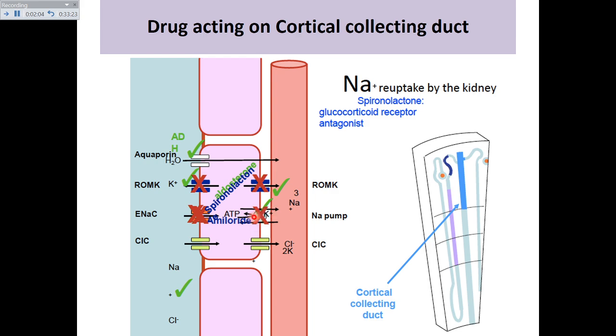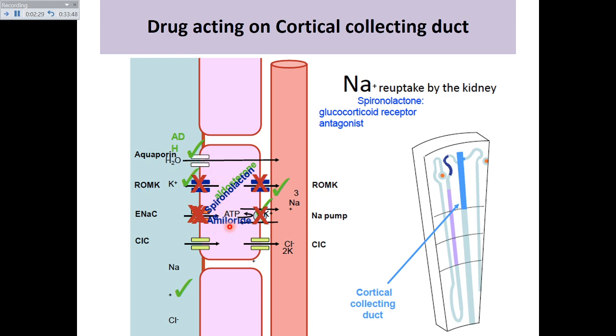When NaK ATPase is blocked, sodium is not reabsorbed and potassium is not excreted. That's why it's called potassium sparing diuretic. It prevents potassium from going out to the urine.